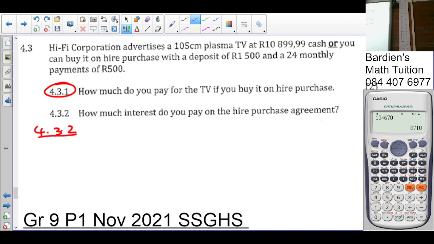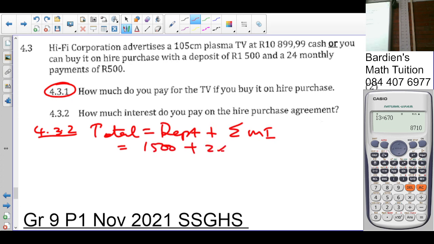Not so? So to work out your total here, the total that you're paying is going to be your deposit plus the sum of your monthly installments. Okay? So the deposit is 1,500 plus 24 monthly payments of 500 rand. Okay, so it's 1,500 plus 24 times 500. 13,500 rand.